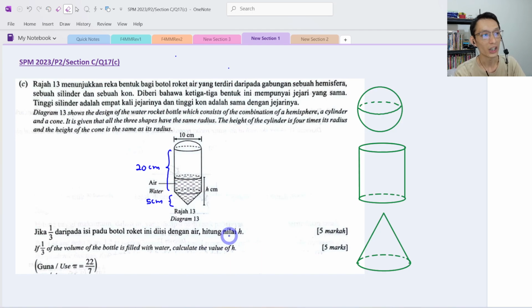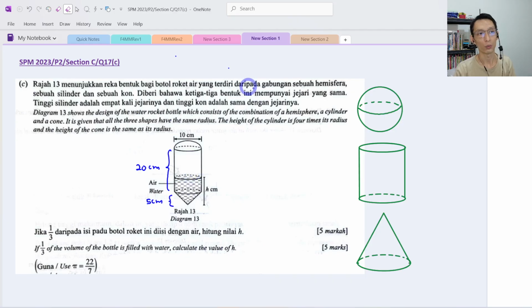So what we need to do is to find the total volume of this entire composite solid first, and then we times 1 over 3, then we will be able to get the volume of the water inside this composite solid. Then we form an equation. The volume here is equal to 1 over 3 of the total volume of this composite solid, and we solve the equation, we should be able to get the value of H. Okay, let me show you what I mean.